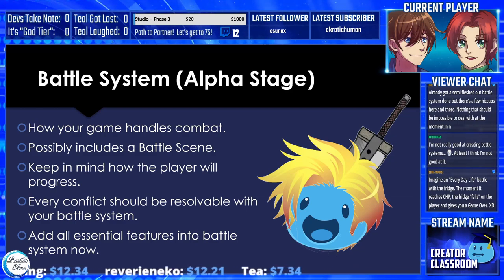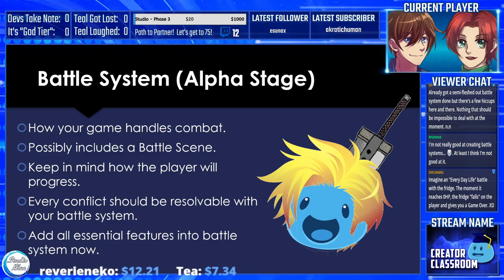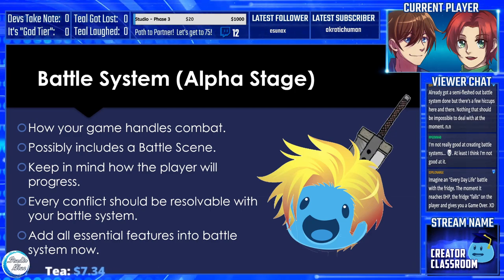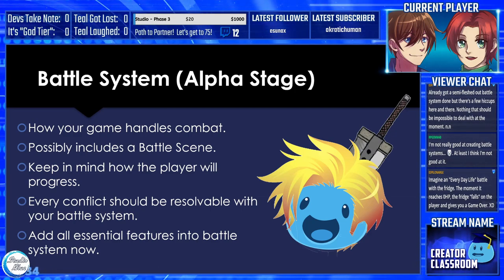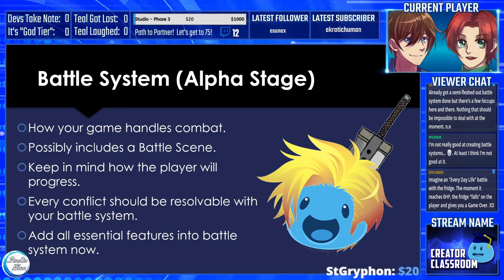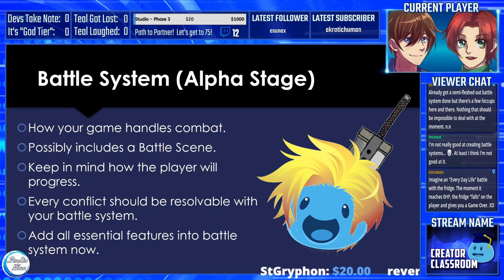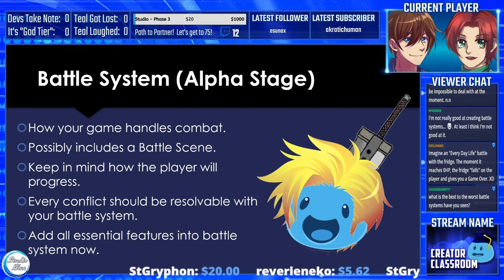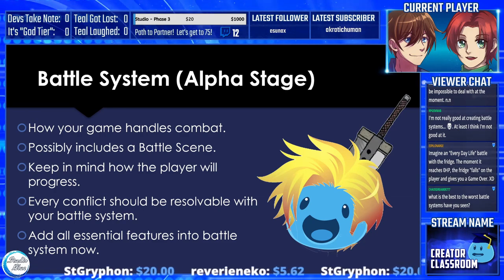So SB says, already got a semi-fleshed out battle system done. There's a few hiccups here and there. Well, there you go. That's good. That makes me happy, SB. You always want to continue to innovate with your engine, innovate with your system. Imagine a day in the life battle with a fridge. The fridge falls on the player. That's clever, SB.